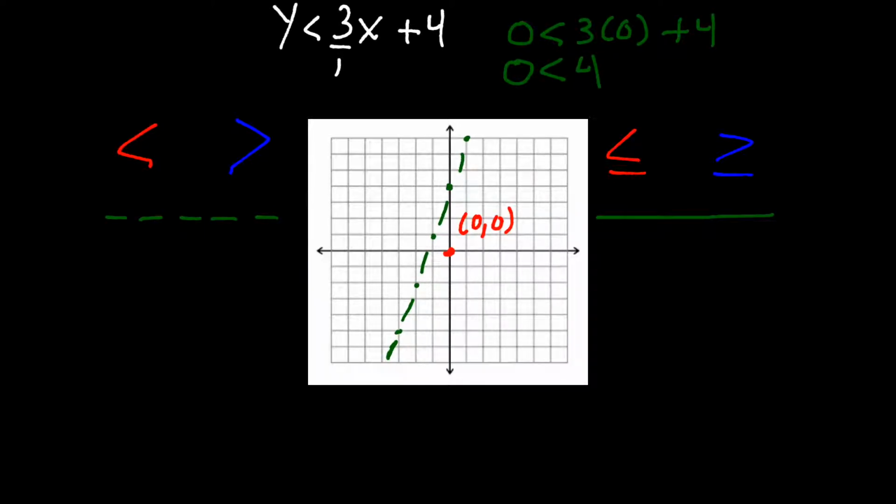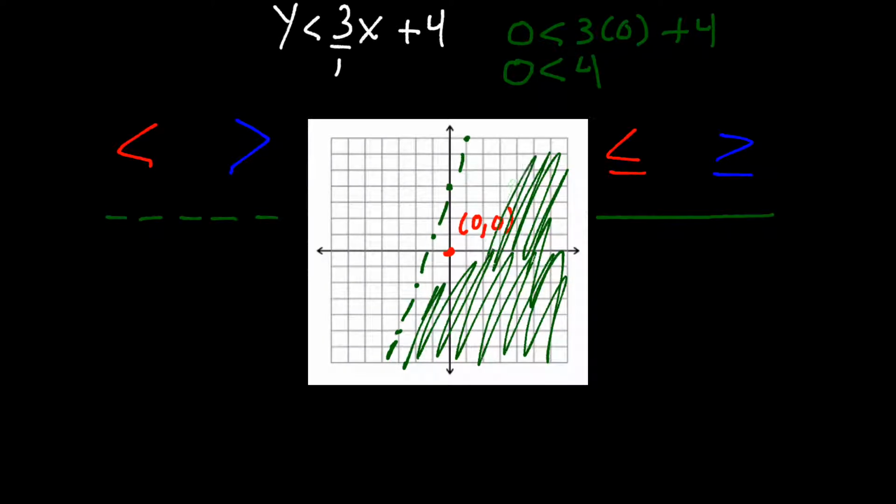So I will now shade, and I'll do a very quick job, this side of my graph, because all of my solutions are over here. I didn't have to just prove 0, 0. I could use any point on this side of the line, and it would satisfy our inequality. And just to prove that, let's prove one that doesn't work. Let's take this point right here, which is -3, 3.